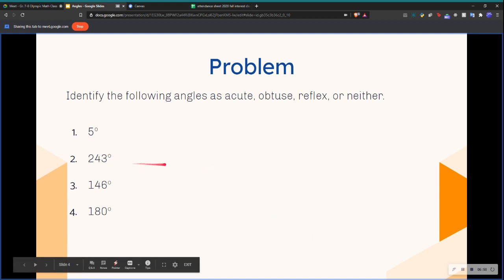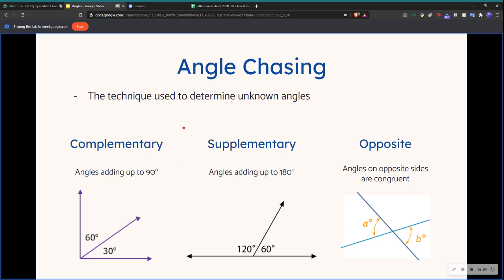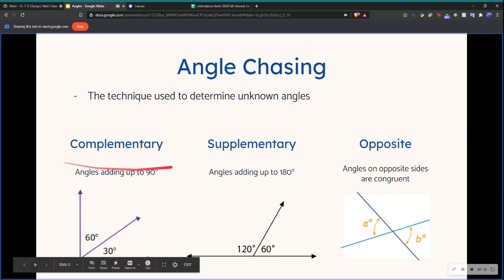All right, let's move on. These problems are pretty simple. Let's go to some more advanced topics. So we're going to the next part. We'll be focusing on a concept called angle chasing, right? Angle chasing is basically the technique that you use to determine unknown angles. And then here are some techniques that you use.